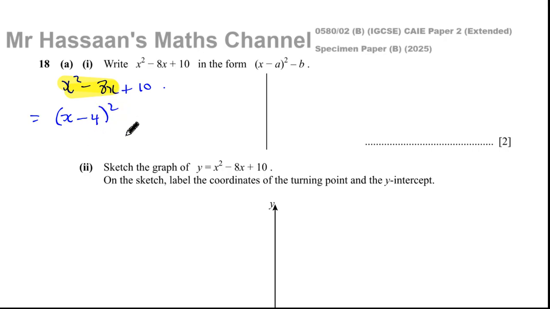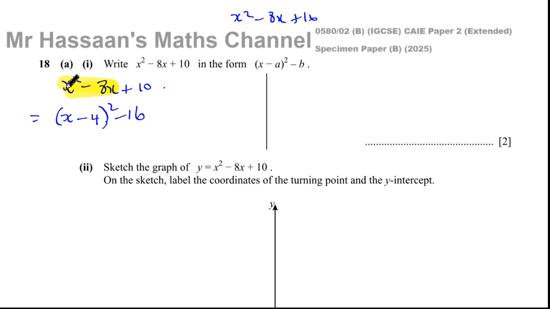But then what I'll have is something else. If I square this bracket, I'm going to get x squared minus 8x, but then I'm going to get plus 16. Now, I don't want a plus 16. In fact, I want plus 10 there, but I can think about that later on. What I can do is first get rid of that plus 16. I don't want the 16, so I'm going to take away 16. So you always take away the square of this number.